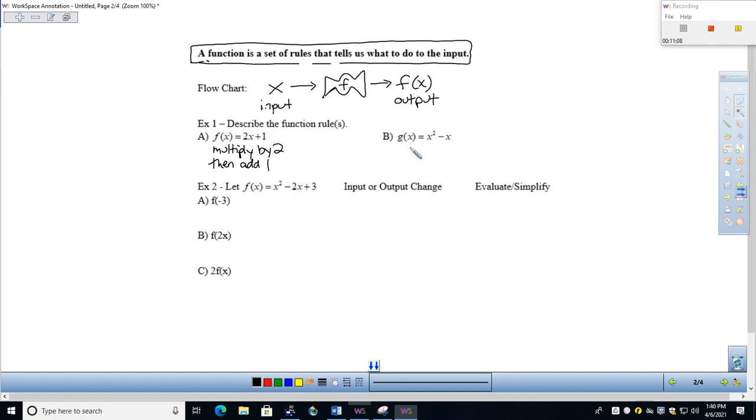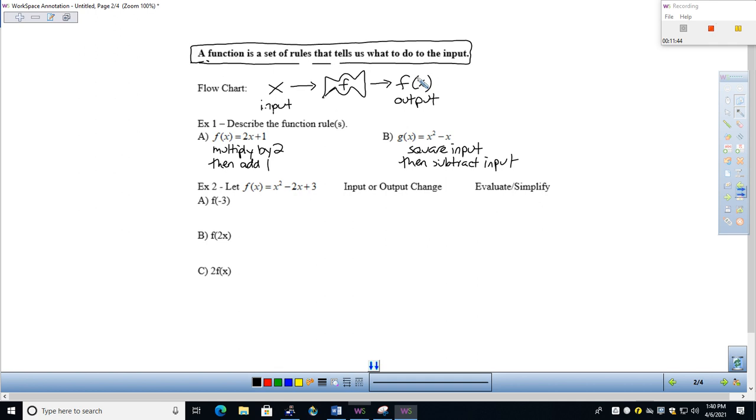Well, the first thing I would do, following the order of operations, is square the input, and then I would subtract the input. So whatever that input may be, again, could be a number, could be an expression, could be a symbol, could be a variety of different things. It doesn't matter. As long as you know what to do to the input to produce the output, you can get the result. So I would square the input first, and then I would subtract the input. And whatever I get as a final product, again, represents the output.